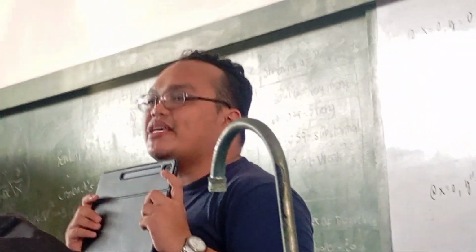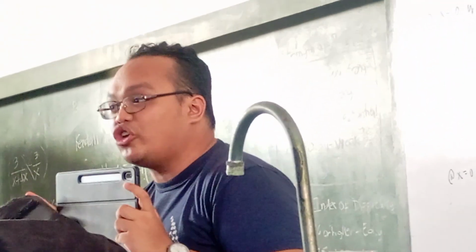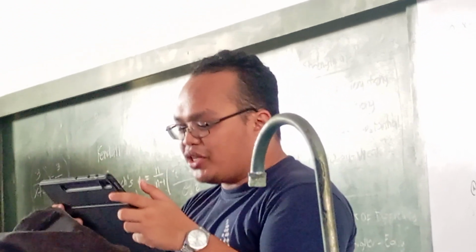Okay, number 11, precipitation titrations. Number 12, calculation of strong acid, strong base in titration curve. Number 13, back titration.